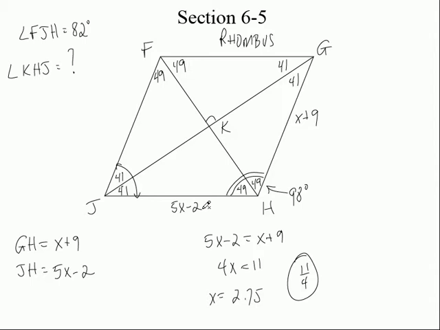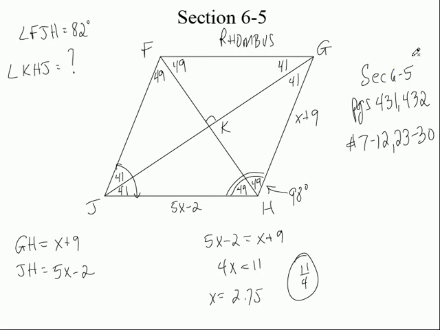Let's give you an assignment to do. I know you don't want to miss out on that. So it's pages 431, 432, 7 to 12, and 23 to 30. And it's section 6.5. Everybody got that down?